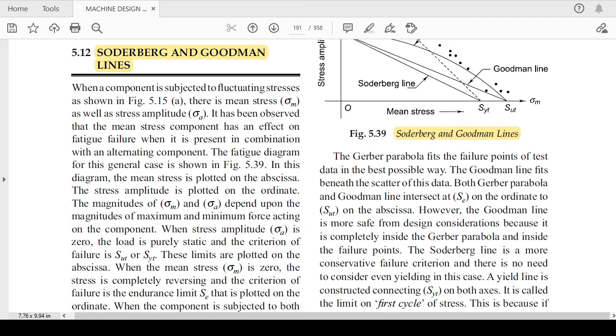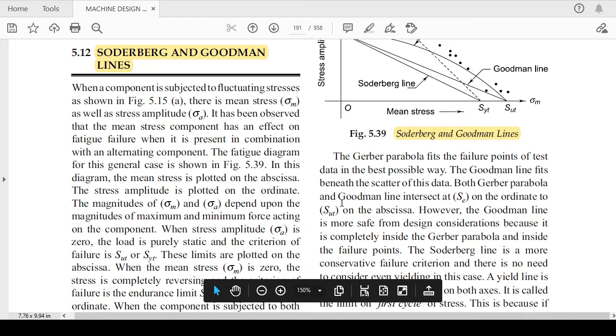In the last session we discussed the numericals related to finite and infinite life with the help of the S-N curve and the derating factors. Today we are going to discuss Soderberg and Goodman lines, which is a prominent topic of Unit 2 of Design of Machine Elements 2 in the 6th semester of the 3rd year of the Rajasthan Technical University Mechanical Engineering curriculum. So let's get started.